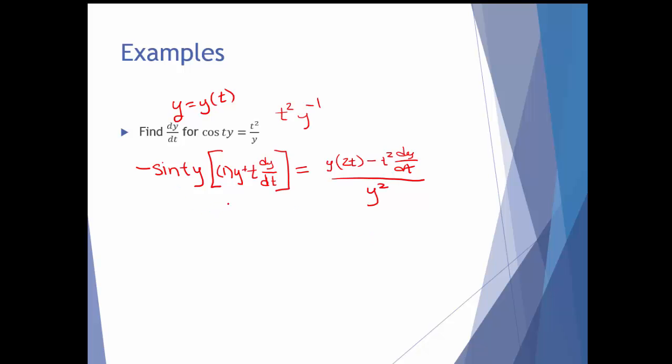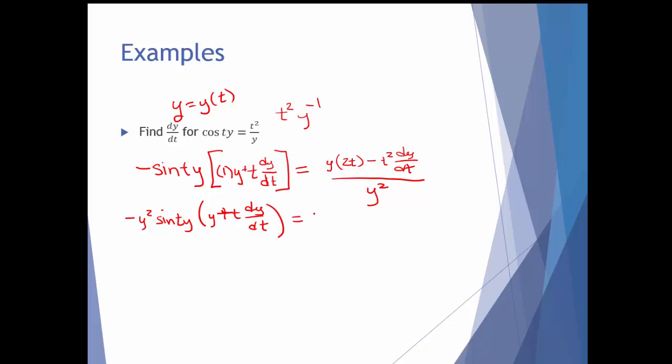Okay, so again, we need to solve for dy dt. Okay, so there are two of them, one on the left and one on the right. So let's see, I can move the y squared, multiply it over to the left side so that I have negative y squared sine of t times y. I'm going to go ahead and leave this at the moment. Inside the parentheses on the left, this simplifies to y plus t times dy dt. That's a plus.